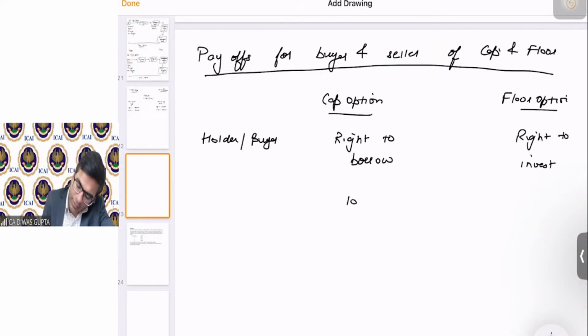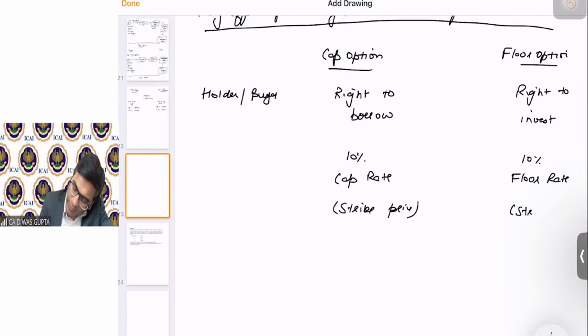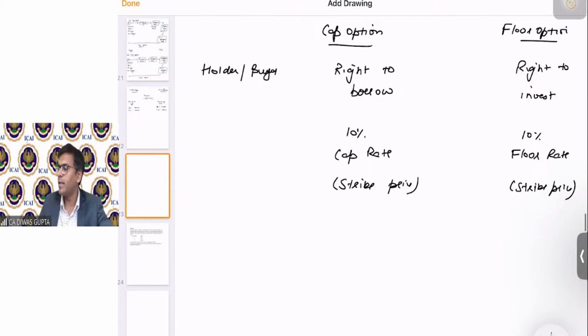So this will happen at, let's say, 10% here, again 10% here. So this is called as cap rate. This is also called as floor rate. Okay. This is called as strike price. This is also called as strike price. So the strike price is 10%.